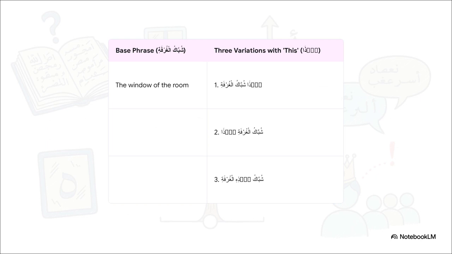Okay, take a look at our core example here. On the left, you've got our starting phrase, Shabaku al-Ghurfati. Simple enough, it means the window of the room. But now look over on the right. We've taken the Arabic word for this, haza, and we've put it in three different spots. And what's wild is that all three of these are grammatically correct, but they each tell a completely different story.